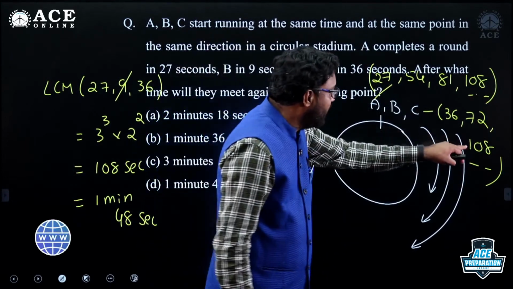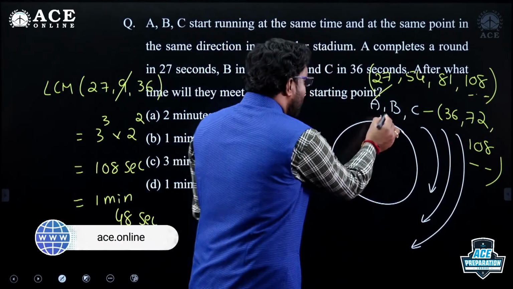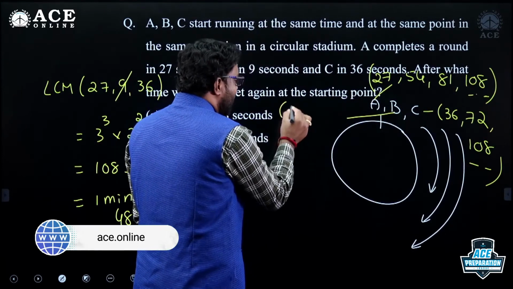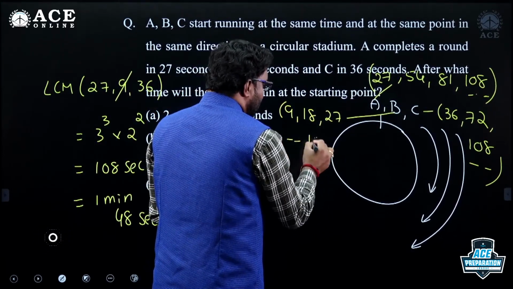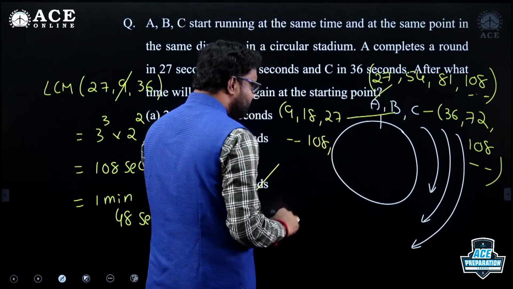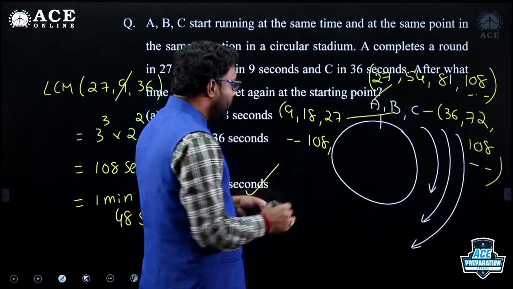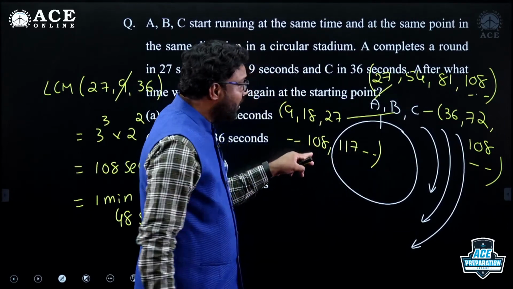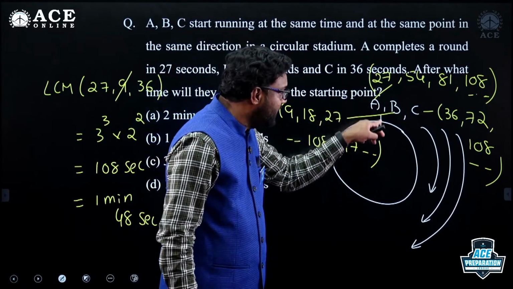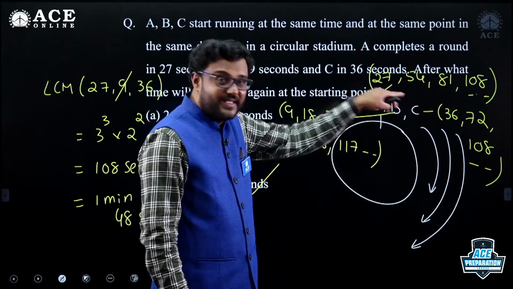So at 108, A is available, C is available, B also is available. B is a 9 multiple, right? So 9, 18, 27, and so on, we will get 108. B also at 108 seconds is at the starting point. A available, C available.